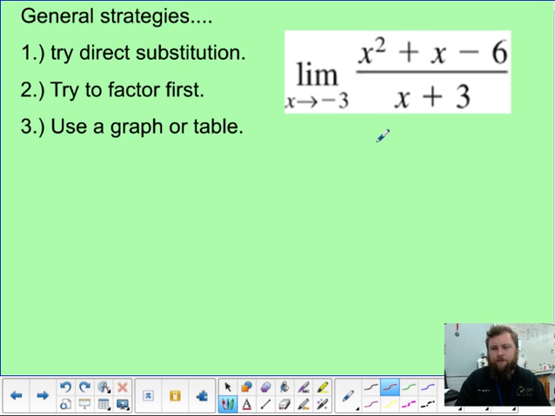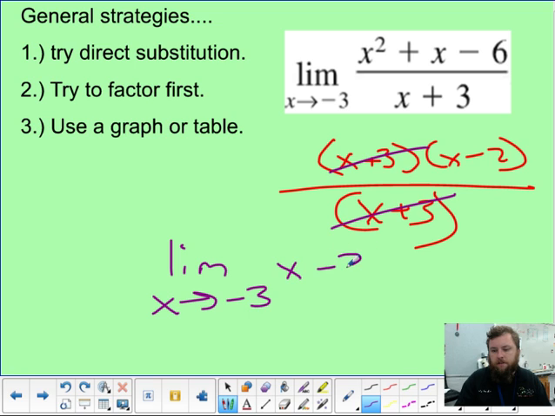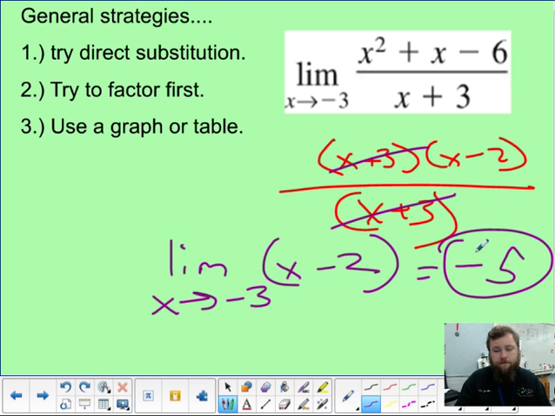So, for example, this case right here, okay, direct substitution, but you plug in a negative 3 here, and this all becomes 0. So that doesn't work. So I'm going to have to go back to factoring. So on this top here, x squared plus x minus 6, I know that's going to factor to x plus 3 times x minus 2. They have to multiply to negative 6 and add to positive 1, all over x plus 3. Well, when you do that, what cancels? The x plus 3s. So my new limit is, as x approaches negative 3, of x minus 2. And so when you plug in negative 3, that becomes negative 5 for your answer.